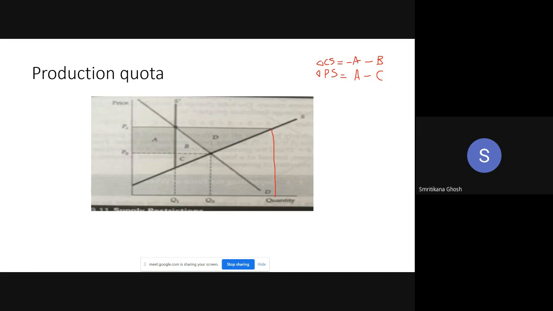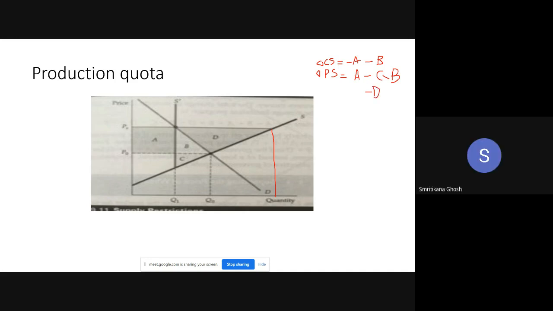Fine. So that B and D, which should be the producer surplus, now producers cannot get because of that restriction. If there is no restriction, B and D will be part of the producer surplus if the price is P1. But as the government is saying you cannot sell more than the quota quantity, that B and D is also the loss of the producer. Okay, so let me write B. Is it okay? Yes, ma'am. Understood.